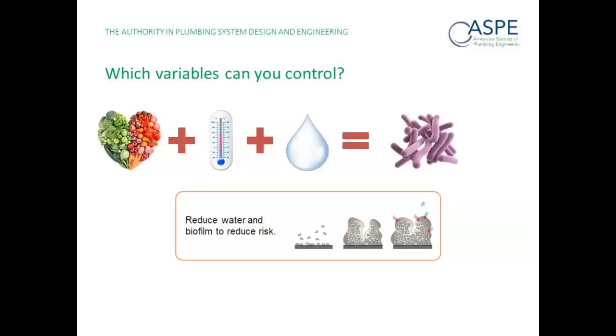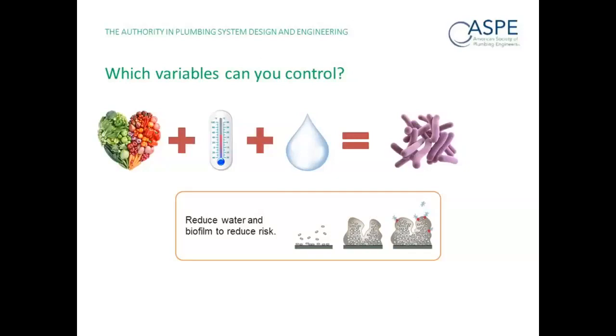As I said before, what are the variables that let us control the risk of bacteria? It's some sort of organic matter, which could be almost anything, at the right temperature. And if we include water, you pretty much have life. Those are the building blocks. The difficult part is that you can't control all those variables all the time.